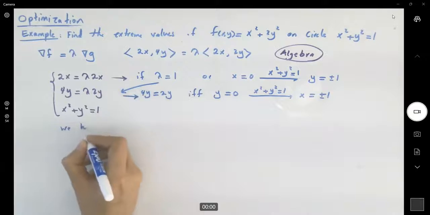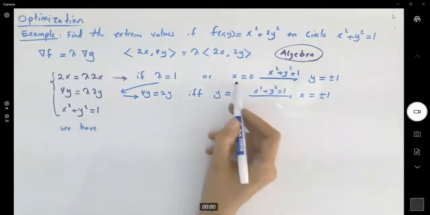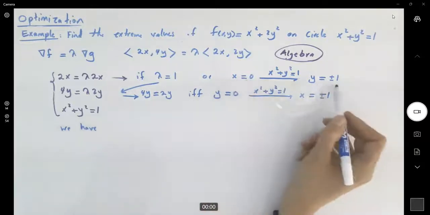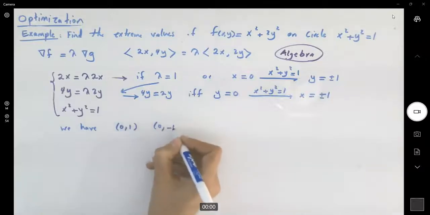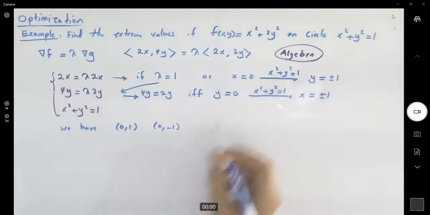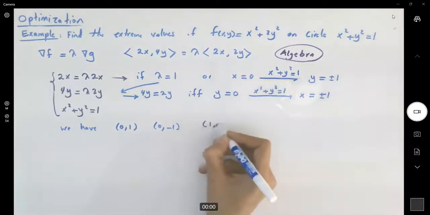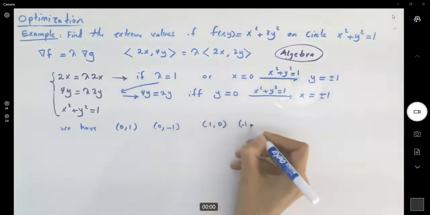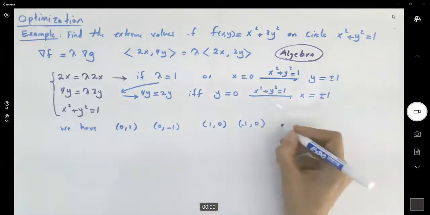We have the following critical values. If x is equal to 0, y is plus or minus 1, so (0, 1) and (0, negative 1). If y is equal to 0, x is plus or minus 1, so (1, 0) and (negative 1, 0). These are our critical points.